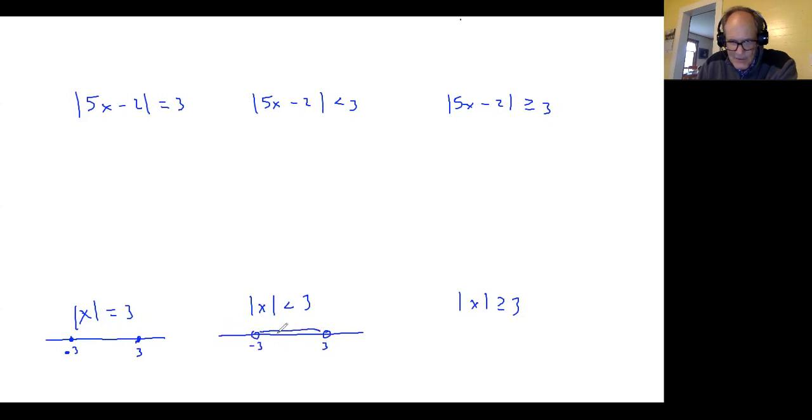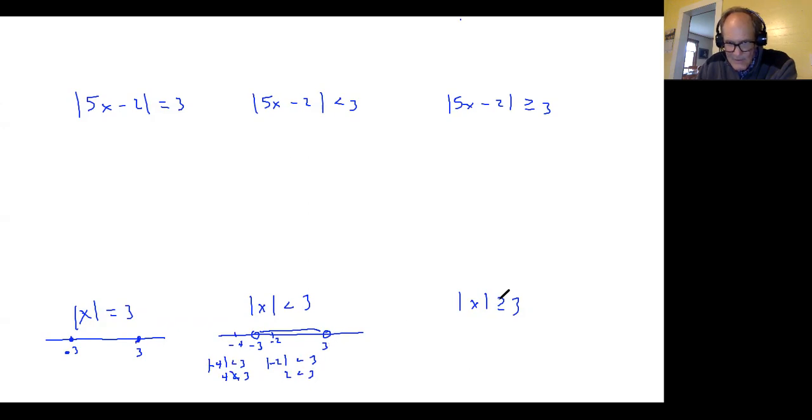For instance, if I looked at negative 2 right here, and I take the absolute value of negative 2, will that be less than 3? Yes, 2 is less than 3. But if I picked over here negative 4, will the absolute value of negative 4 be less than 3? No, 4 is not less than 3. So that one doesn't work.